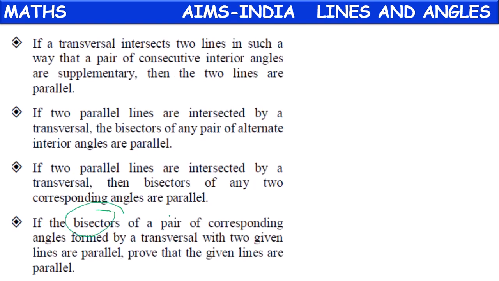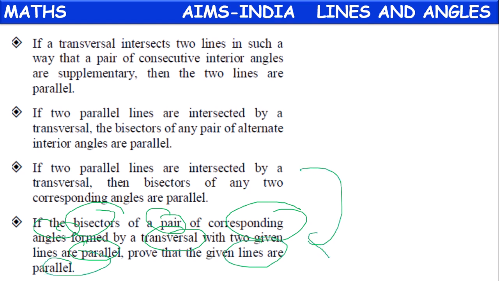So if the bisectors of pairs of corresponding angles formed by a transversal are parallel, then the lines are also parallel. The reverse is also true. If lines are parallel, the bisectors of corresponding angles are parallel. If the bisectors of corresponding angles are parallel, then the lines will be parallel.